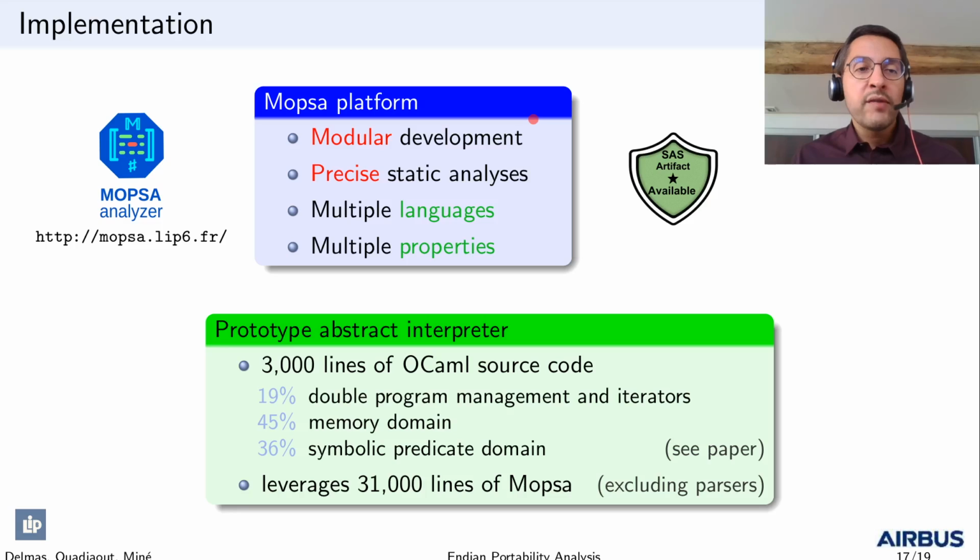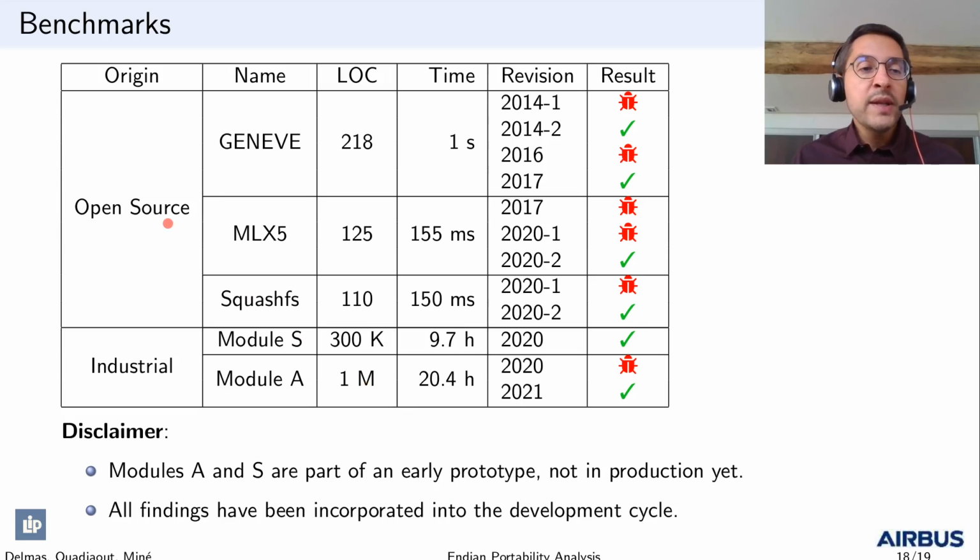Evaluation. We have implemented our work on the MOPSA platform, which allows for modular development of precise static analysis for multiple languages and multiple properties. Our prototype is 3,000 lines of OCaml, and it leverages much more lines of the platform. We have experimented our prototype on open source and industrial software. We have chosen open source projects available on GitHub with multiple patches related to Endian portability bugs. We analyze small slices thereof using our specification primitives. We're able to report all portability bugs and to prove Endian portability where applicable.